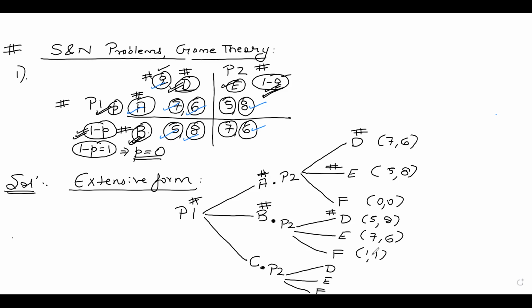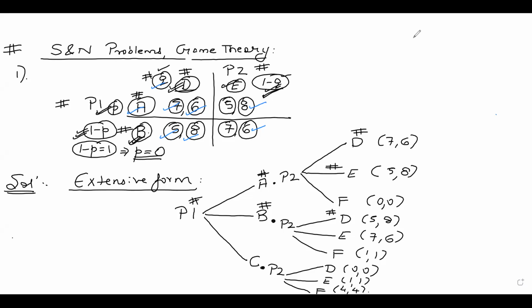And similarly, guys, when player 1 plays C and player 2 plays D, the payoffs are 0, 0. When player 1 plays C and player 2 plays E, the payoffs are 1, 1. And when player 1 plays C and player 2 plays F, the payoffs are 4, 4. So this is our extensive form for the game. Hoping all students have understood this.